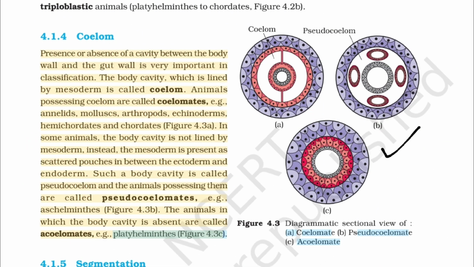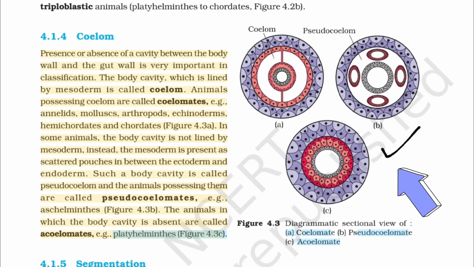4.1.4. Coelom. Presence or absence of a cavity between the body wall and the gut wall is very important in classification. The body cavity, which is lined by mesoderm, is called coelom. Animals possessing coelom are called coelomates, for example, annelids, mollusks, arthropods, echinoderms, hemichordates and chordates, figure 4.3a.